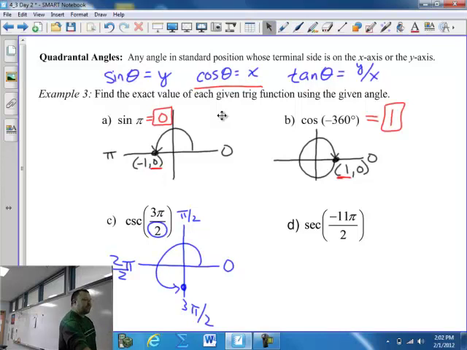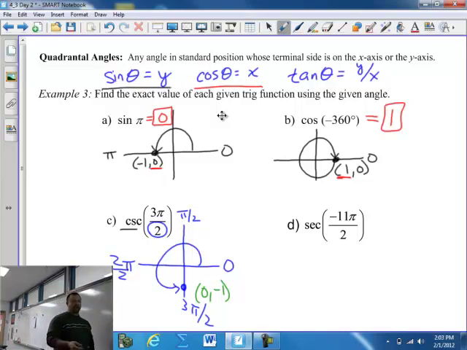What are the coordinates of that point? 0, negative 1. And now I have a cosecant. Now, I know that sine is y, cosine is x, and tangent is y over x, but that's not cosecant. How's cosecant related to one of those? Cosecant's the reciprocal of sine.